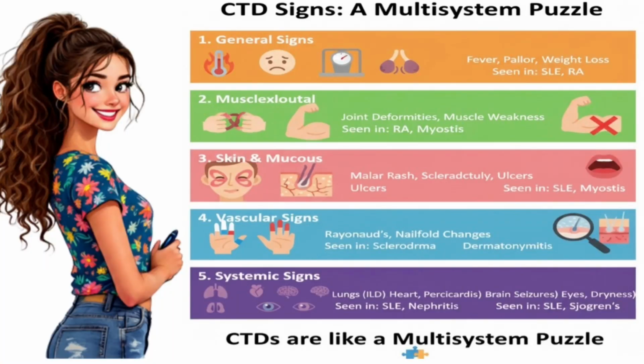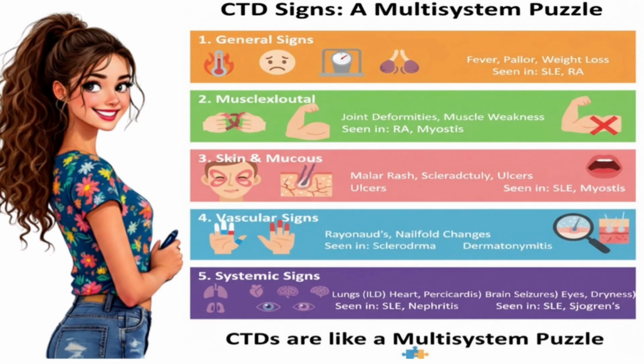According to Dr. Yogesh, the signs of connective tissue disorders, CTDs, present as a multi-system puzzle. 1. Let's start with the general signs, which are common to many CTDs and reflect systemic inflammation and chronic immune activation. First, look for a low-grade fever, which is due to the release of cytokines like IL-1, IL-6, and TNF-α, and is often seen in conditions like SLE, RA, and vasculitis.